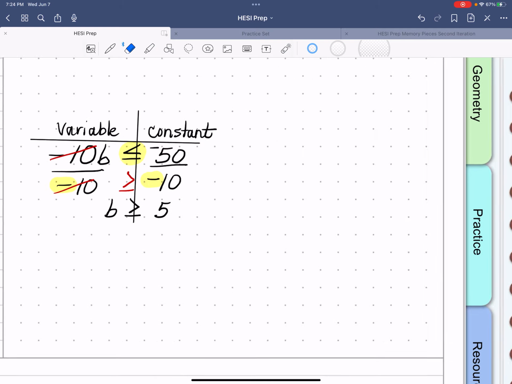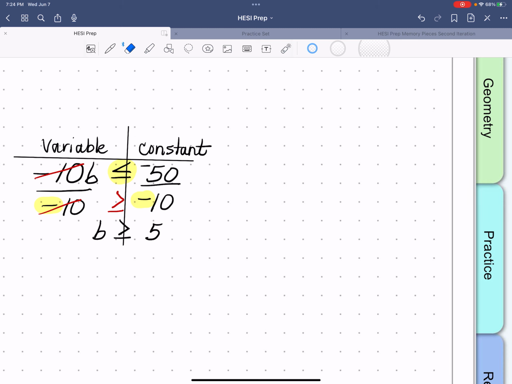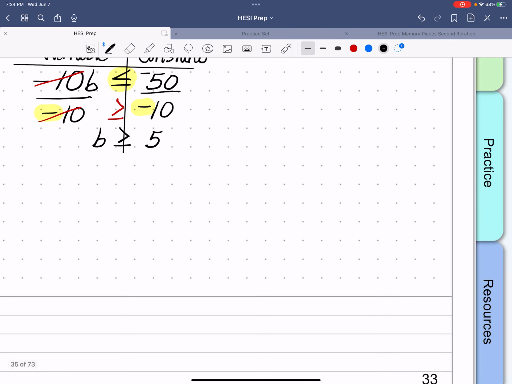All right, let's do one where we have a fraction. Let me come down here. Let's do negative 1/2 of A plus 3 equals 7. Not equals, I'm doing inequalities. Let's make it less than or equal to 7.